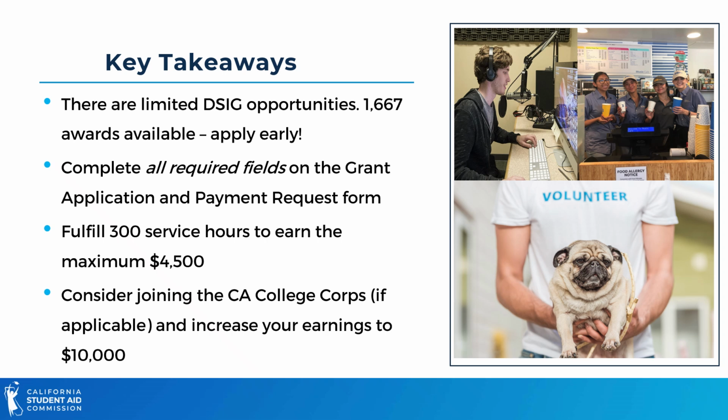There are limited DSIG opportunities, just 1,667 positions annually, so encourage your students to apply early. Complete all required fields on the application and payment request forms. Many students submit incomplete forms, which delays the approval and payment process. Students should plan to fulfill all 300 service hours to earn the maximum $4,500. And lastly, students should consider joining the California College Corps if attending a College Corps participating campus to more than double their DSIG earnings and increase it to $10,000.